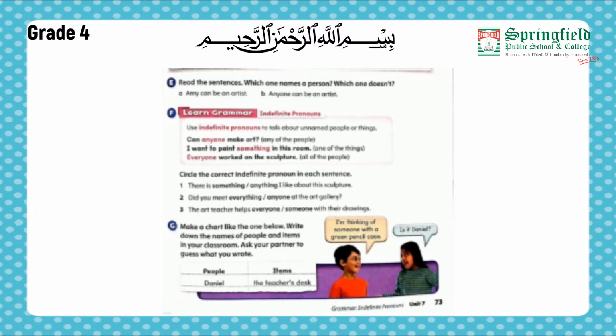Make a chart like the one below. Write down the names of the people and items in your classroom. Ask your partner to guess what you wrote. So here you have to make a chart that should have 2 columns: people and items, and then you are going to discuss with your partner what you wrote. First of all, they have written people, Daniel, items, the teacher's desk. And what are they discussing? Is it Daniel? I am thinking of someone with a green pencil case. You have to discuss people as well as items.